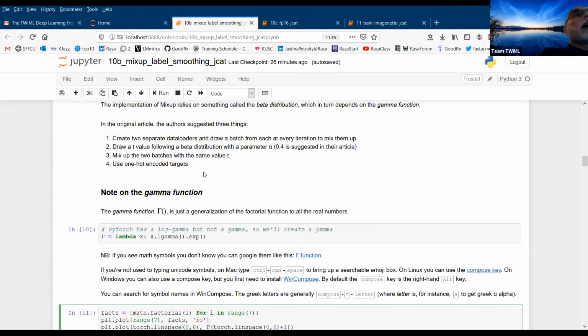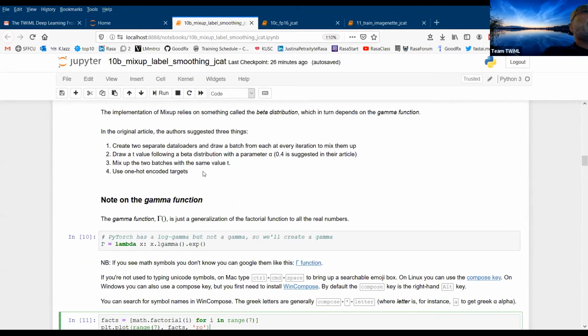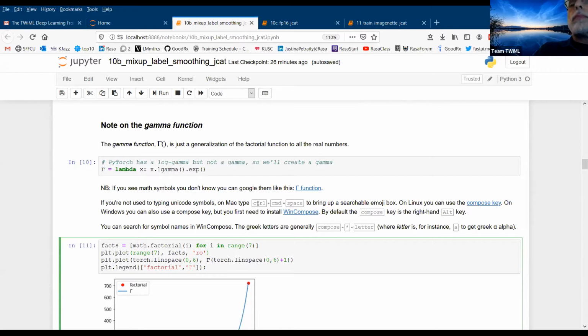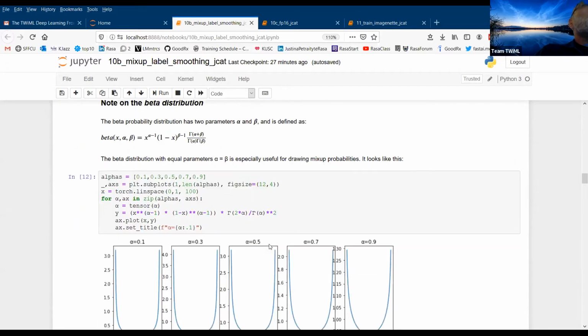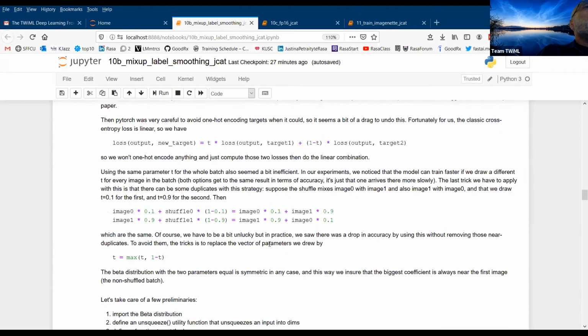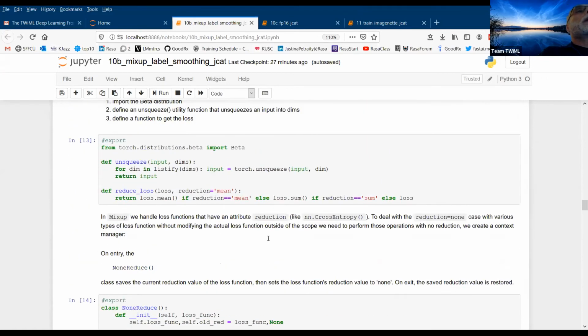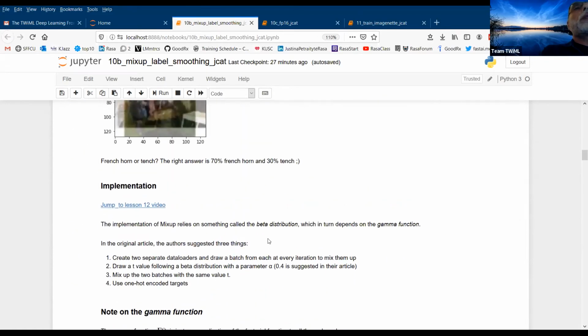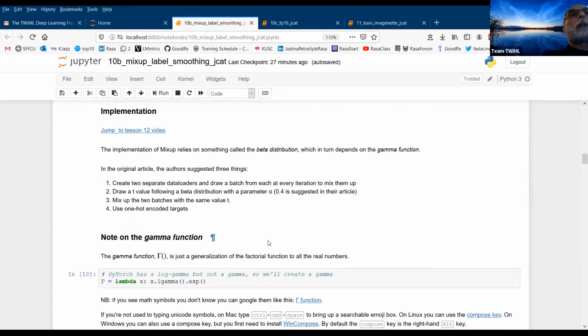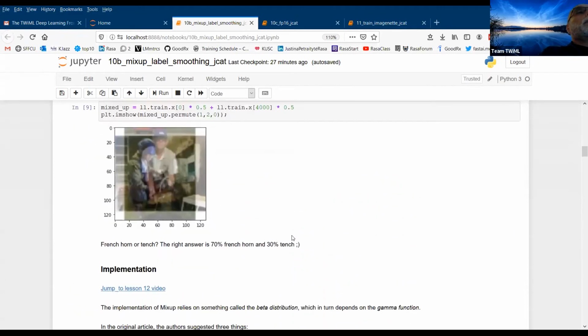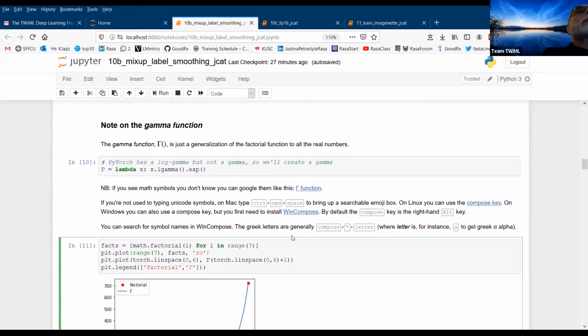So the first thing after we introduce mix-up, we're going to do label smoothing. Or actually no, the beta distribution is being used for mix-up, so that's fine. The beta distribution is used to generate the probabilities, or the weights, for each of the two images that we're mixing up. And there's a bit of interesting theory behind this. So the first thing we do is introduce this gamma function, which is just a generalization of the factorial function to all the real numbers.